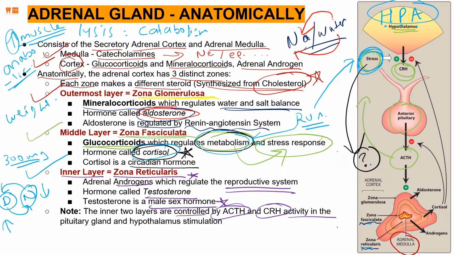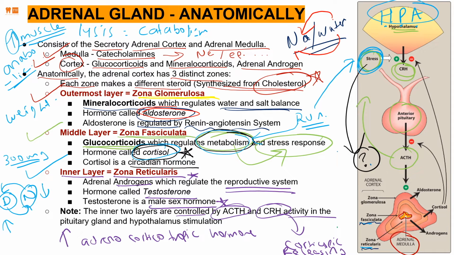Okay, ACTH is the adrenal corticotropic hormone. This executes action. What execution? Execution planned by corticotropic releasing hormone. Hypothalamus tells pituitary, which then goes to adrenal gland, and action occurs. The synthesis of either aldosterone, cortisol, testosterone occurs.